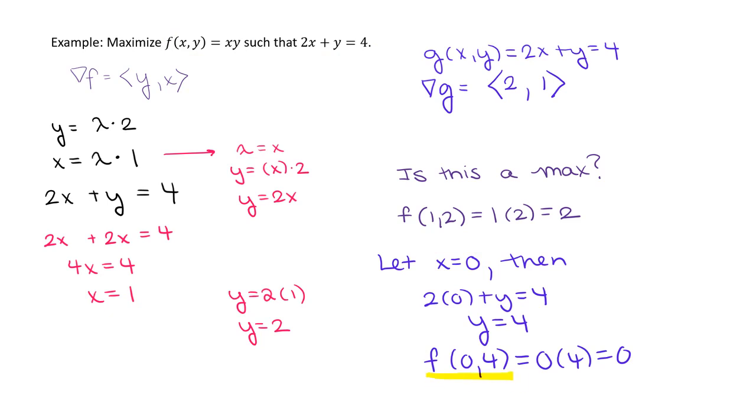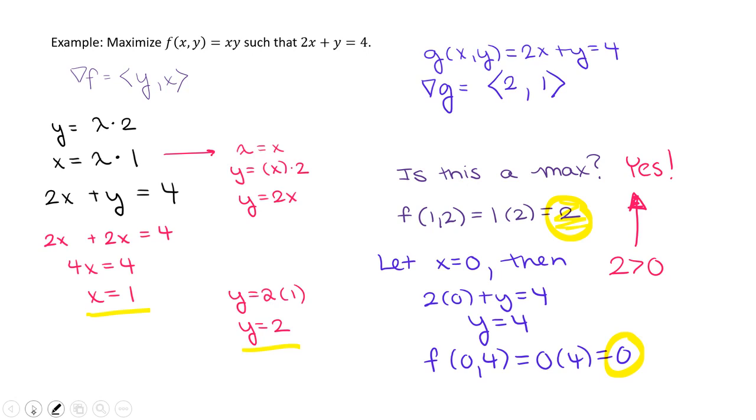But f of 0, 4, if I plug 0, 4 into our function, 0 times 4 is 0. And notice that 2 is bigger than 0. So therefore, the 2 is definitely not a min. So it has to be a max. So this is a maximum. This is the answer we were looking for. So the maximum value of our function is 2, and it occurs when x is 1 and y is 2.